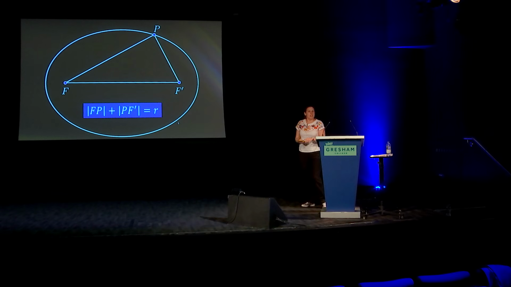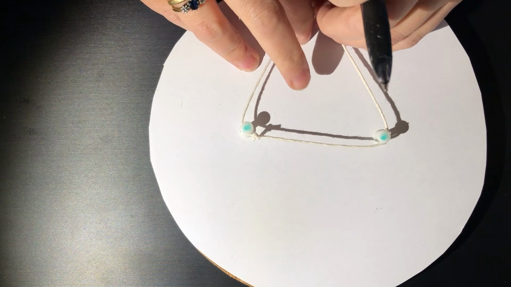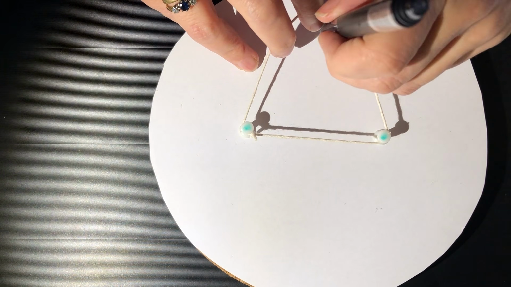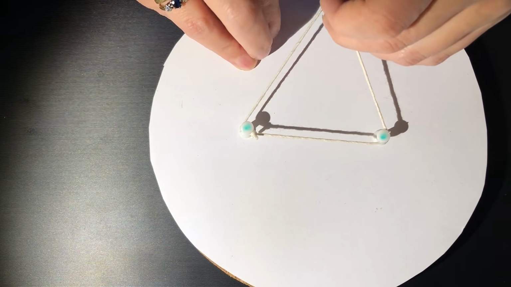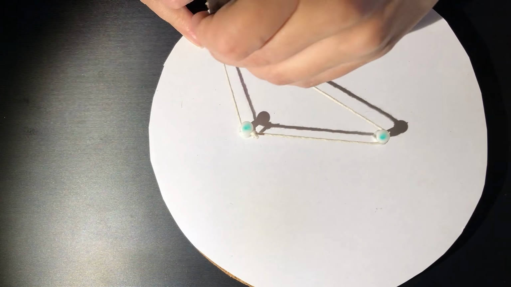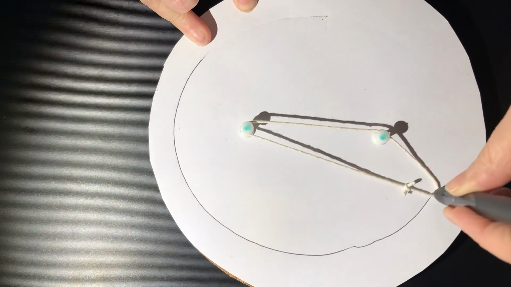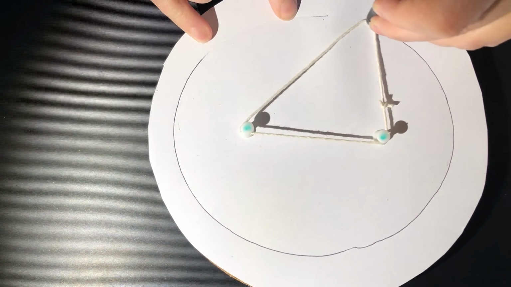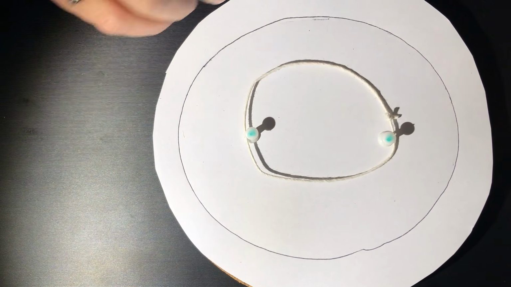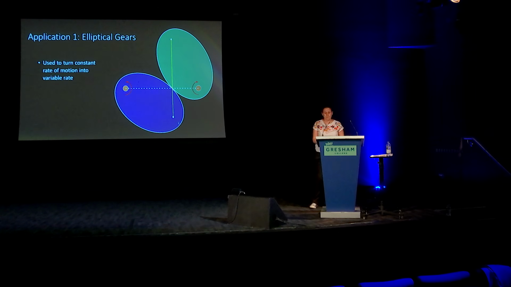So I've done a not very good video of me drawing an ellipse using this technique. This is not an absolutely mathematically perfect ellipse. There's a little bit of a bump where I go over the knot in the string, but you can see that this is producing something that looks sort of elliptical. So that's that. And this definition of an ellipse gives us the first application of ellipses.